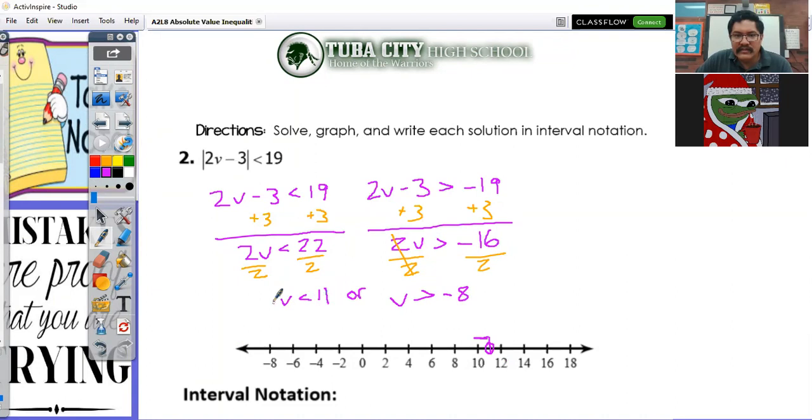So again, our solution is either less than 11 or greater than negative 8. Now in this case, it looks like they're going to be pointing in the same direction because v being greater than negative 8, so there's negative 8 and we're going to the greater side. And if they're pointing towards the same direction, they include all the numbers between those two numbers. So this would actually not be an or, it would be an and. So it has to be between negative 8 and 11, not including either of those numbers.